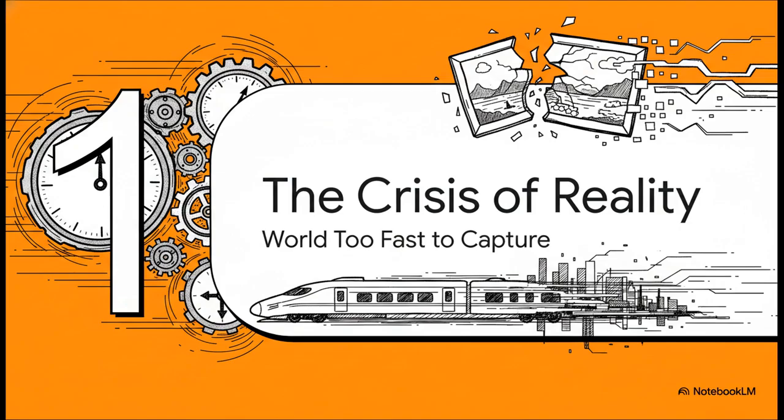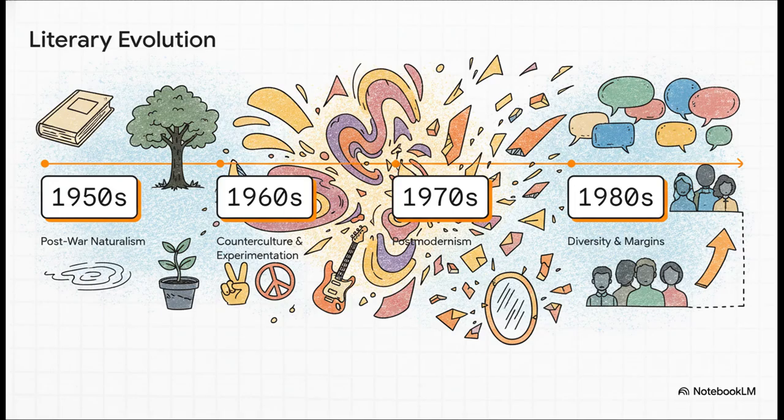The crisis of reality. A world too fast to capture. The truth is, traditional 19th century realism just wasn't cutting it anymore. The world was simply moving too fast. Notice how each passing decade forced a radical shift in form.